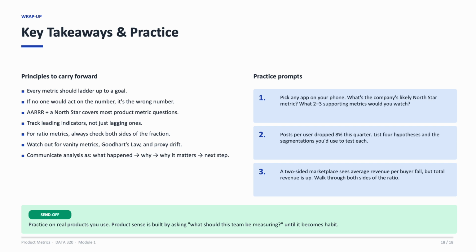And remember where we started. Problem framing and root cause analysis told us what to solve and why it happened. And product metrics close the loop. Metrics tell us whether we solved it and what to watch so we can catch the next one early. Those 3 skills together, frame the problem, find the cause, measure the outcome, are the analytical foundations that the rest of the course is built on.